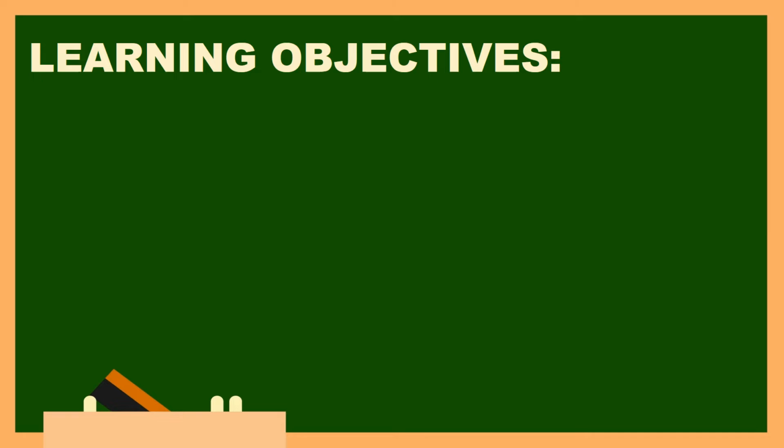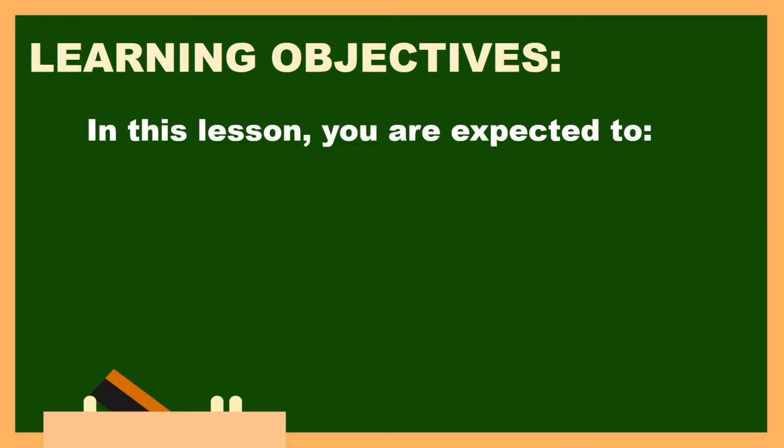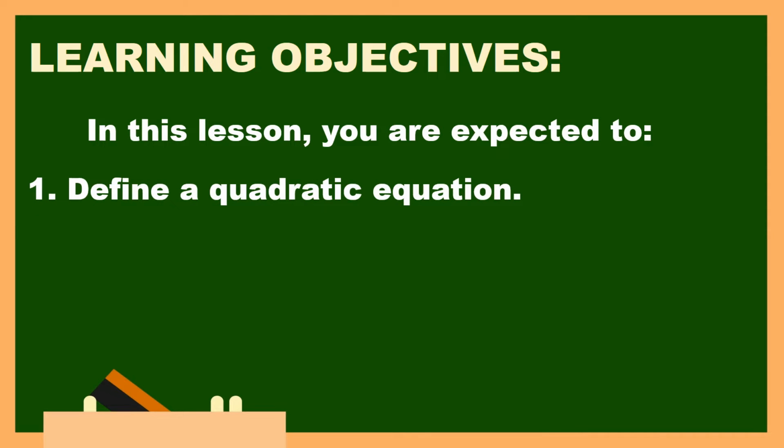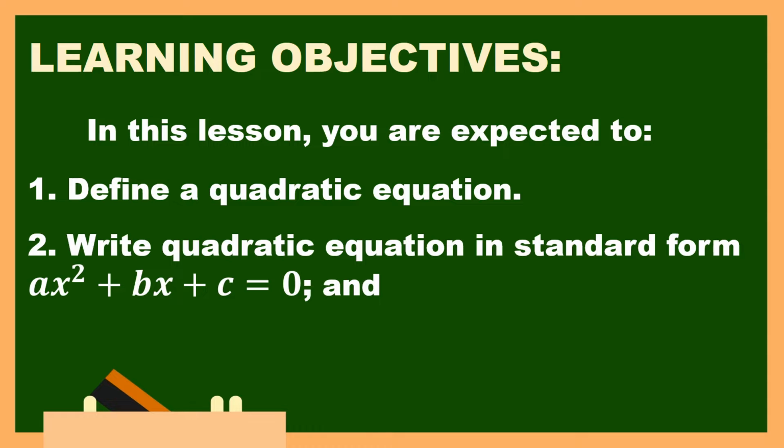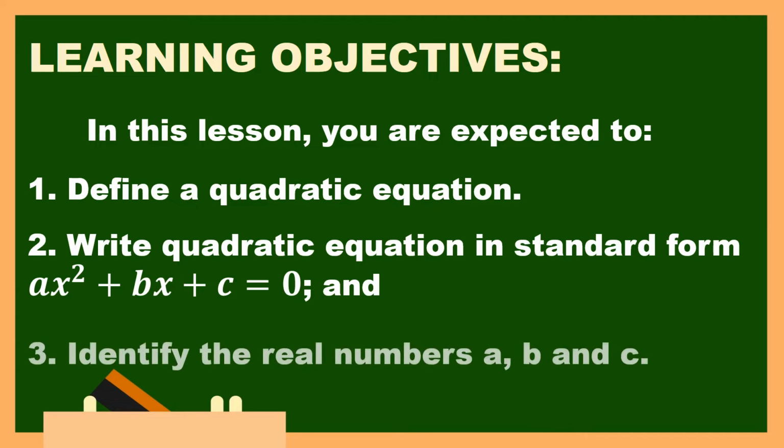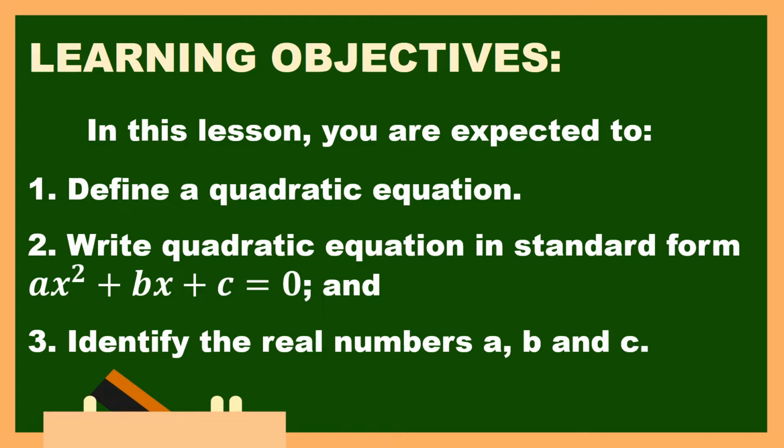Learning objectives. In this lesson, you are expected to first, define a quadratic equation. Second, write quadratic equation in standard form ax squared plus bx plus c equals 0. And lastly, identify the real numbers a, b, and c.